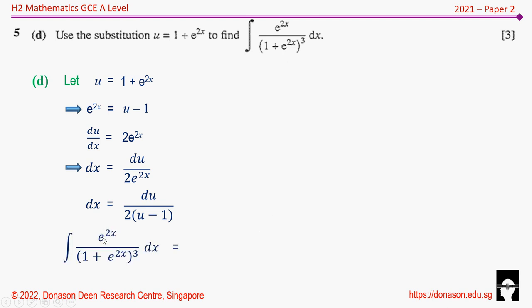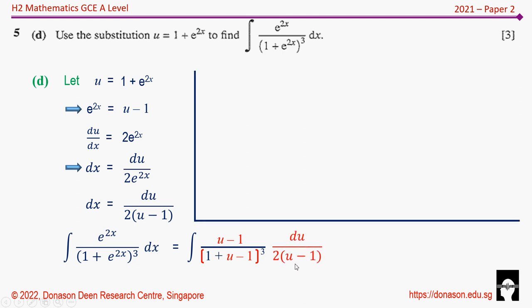So we are told to integrate e to the power of 2x over 1 plus e to the power of 2x cubed dx. So we're going to replace the e to the power of 2x with this, right? So u minus 1. So your numerator is going to be u minus 1 over 1 plus e to the power of 2x. E to the power of 2x, I'm going to replace with u minus 1, right? So 1 plus u minus 1, and then we have got a cube. And then in place of dx, I'm going to replace with this, because this is what dx is equal to. So dx would be equal to du over 2 times u minus 1.